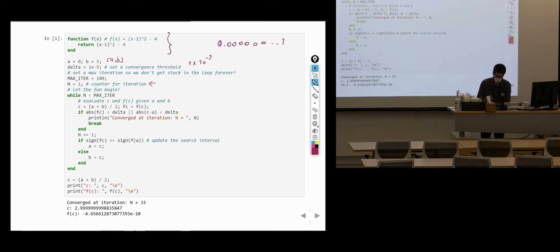We need a while. I'm using a while loop because that seems a natural way to do it. I'm going to iterate while n is less than maximum iteration. You could use for probably too, right? So while the number of iteration n is less than maximum iteration, while this condition is true, do whatever is inside the while. What was the first step of the algorithm?